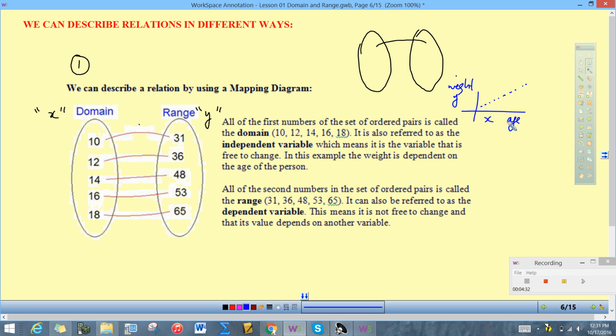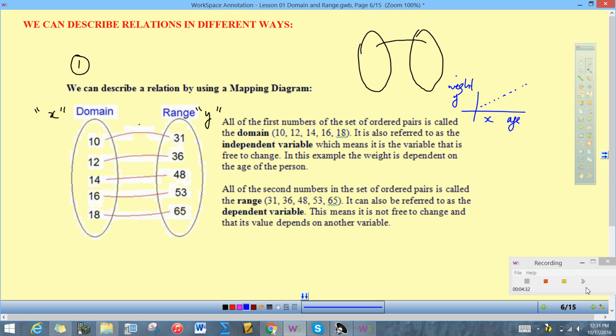Now, the second set of numbers, which are the values of the range, are called the dependent variable, because what happens to the range is really going to depend on what's going on with the domain. So when my value of the domain changes, so does my value of the range. So the range is called the dependent variable. That means that it's not free to change, and its value is really depending on another one. And that other value that it's depending on is the x value in this case. We're looking at the domain.